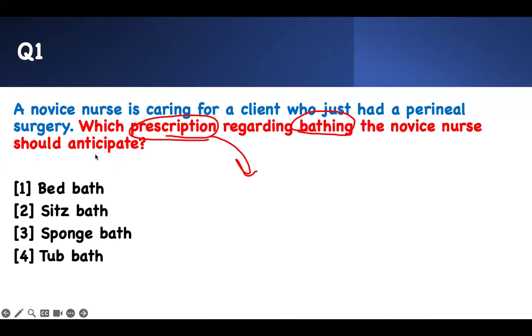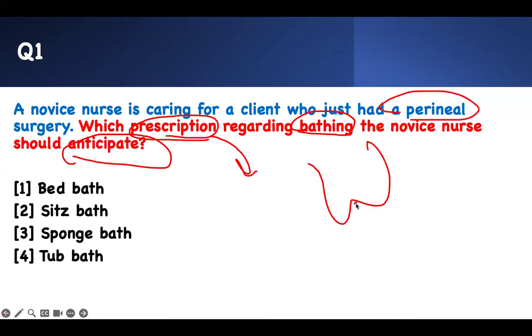The novice nurse should anticipate. I need to anticipate that. A novice nurse is caring for a client who just had what? Perineal surgery. This is you. Perineal is lower in the pelvis. That means that area, we got to bathe there. That's where we focus on. We're not doing bed bath. Bed bath is for people who stay in bed, they cannot move.